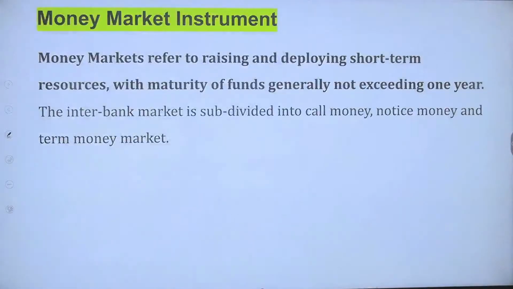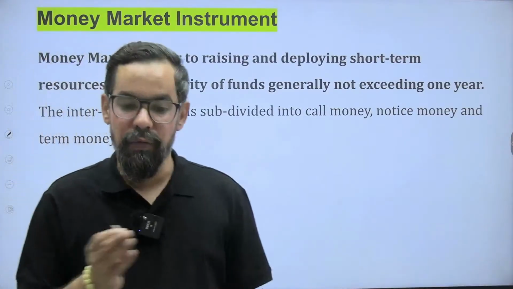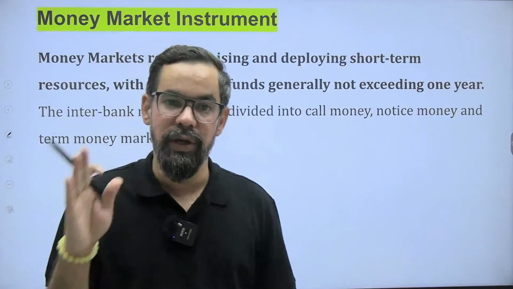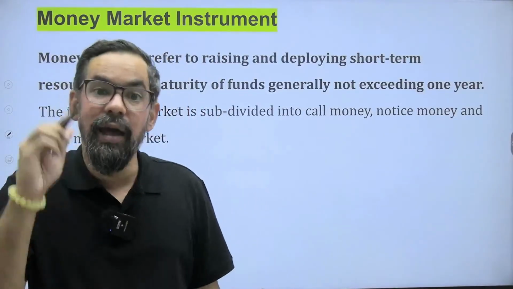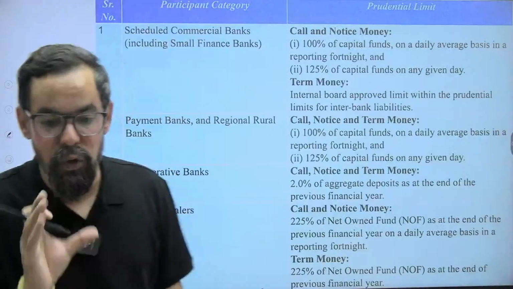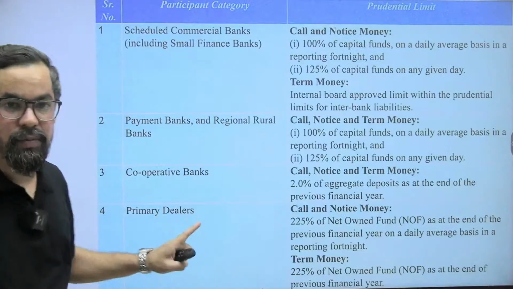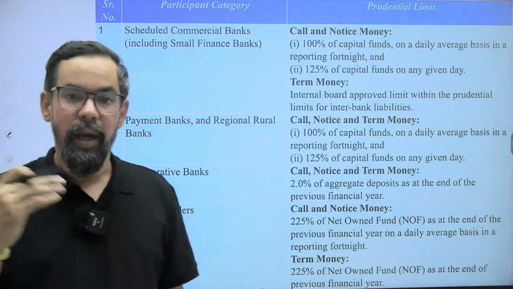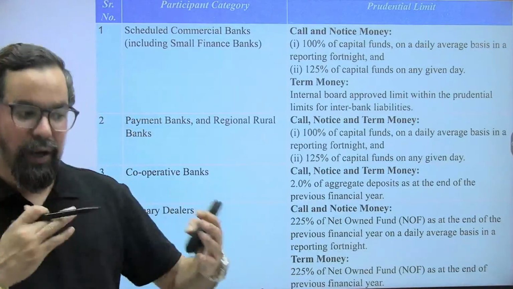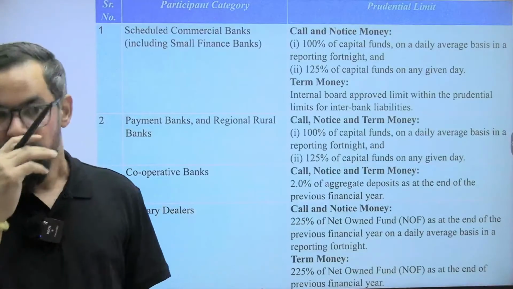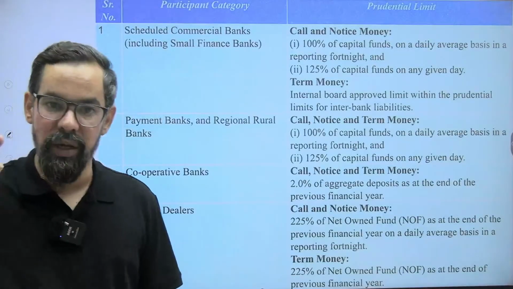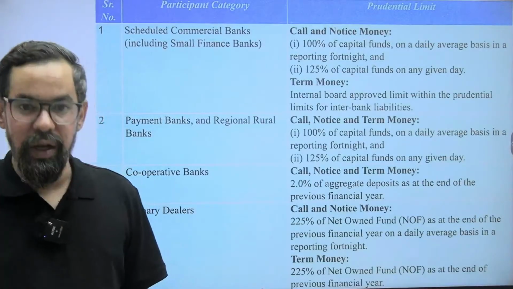Now, the money market. We all know the instruments: call money, notice money, term money, and interbank transactions, along with their limits. The limit portion is very important. Call money is overnight; these are interbank, that is bank to bank, transactions. Call money is generally for overnight, notice money is 2 to 14 days, and term money is more than 14 days up to 1 year.